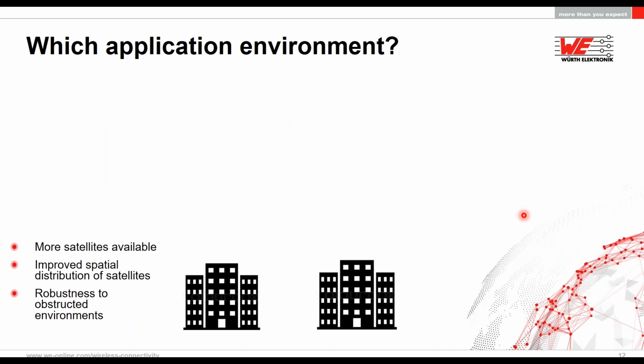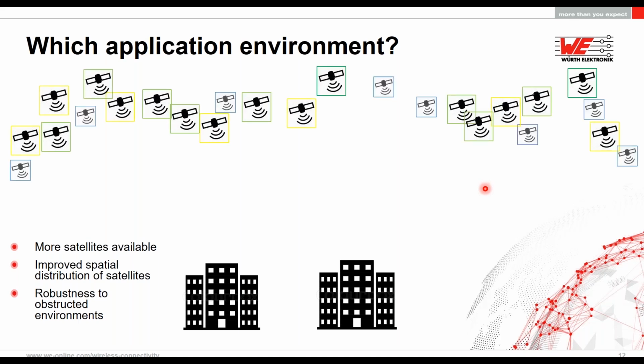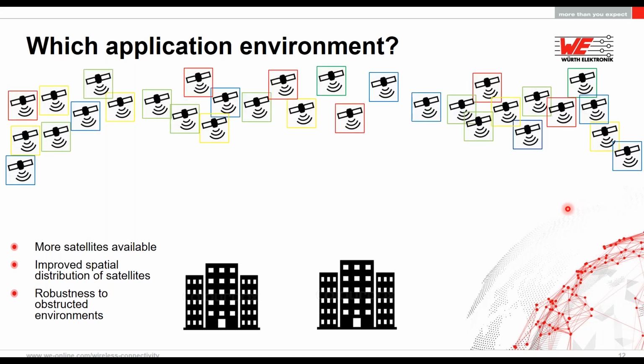Which application environment for our GNSS receiver? We have seen that the different countries and the different systems have populated the sky with more and more satellites over the last years. That means, in general, more satellites are available for positioning. But it's very important to understand that no matter how many satellites we have, the application environment also plays an important role. Let's take as an example this receiver inside the building. Performing positioning in this environment where all signals are blocked by the building will be very difficult, if not impossible.